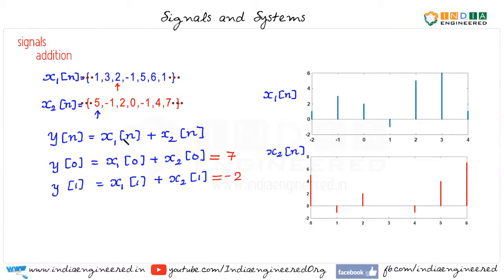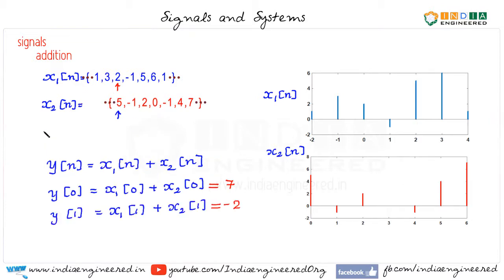The only thing we must note is that the indices should align properly. So let's do that first. I'll move this signal. Now all we need to do is add the values at corresponding indices. So y of n will be equal to 1, 3, 7, and here we have the origin, minus 2, 7, 6, 0, 4, 7.